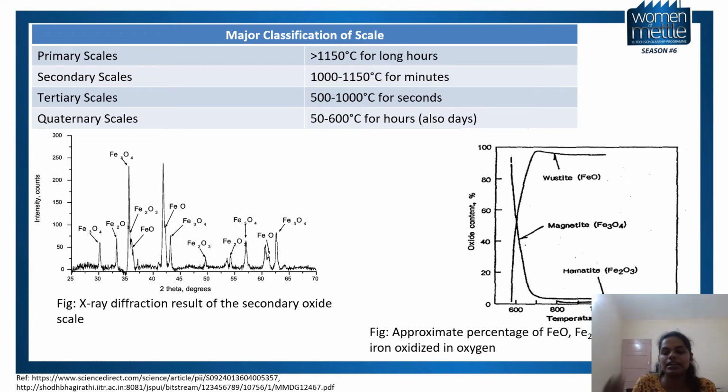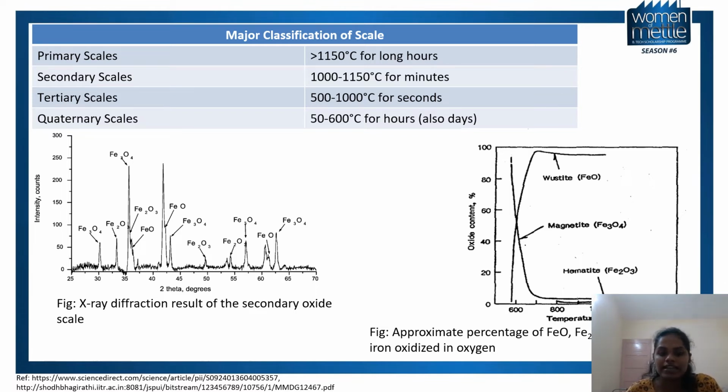Then the major classification of scales is primary scales, secondary scales, tertiary scales, and quaternary scales. Primary scale can develop when the steel is at more than 1150 degrees centigrade for long hours. Secondary scale forms at 1000 to 1150 degrees for minutes. Tertiary scale forms at 500 to 1000 degrees for seconds. For quaternary scales we have 50 to 60 degrees centigrade for hours. It might also be days.